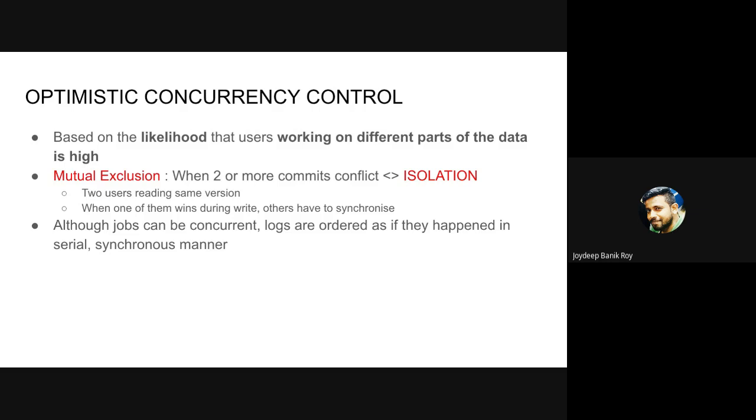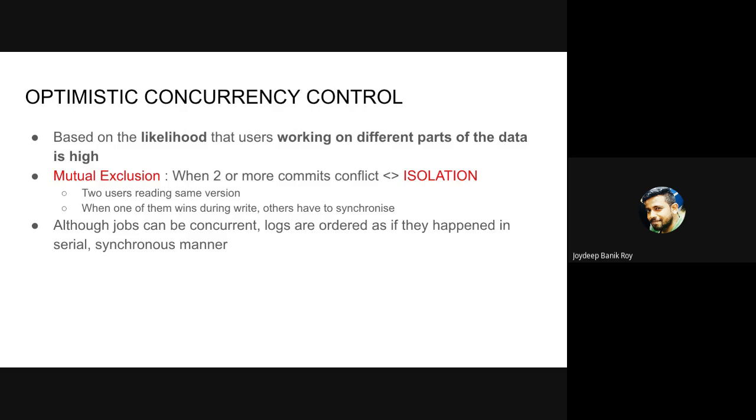And when two or more commits happen, they conflict. How it will conflict is, maybe two users are reading the same version, and one of them wins to write a new version. The others will have to synchronize. That's the idea, basically, and that is how it ensures isolation. Whoever is the first to commit, the others will have to synchronize with it. So this is a way to make the jobs concurrent.